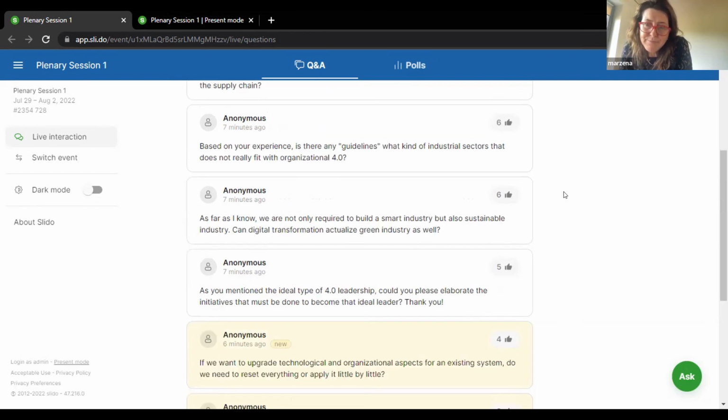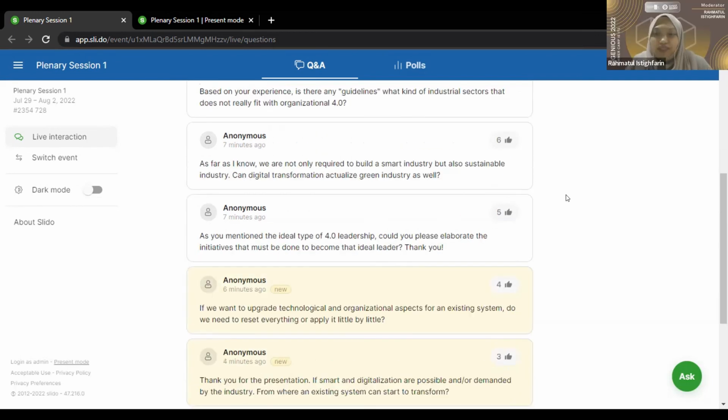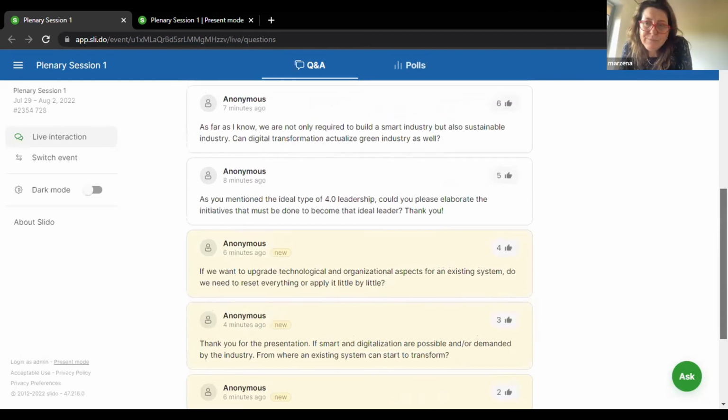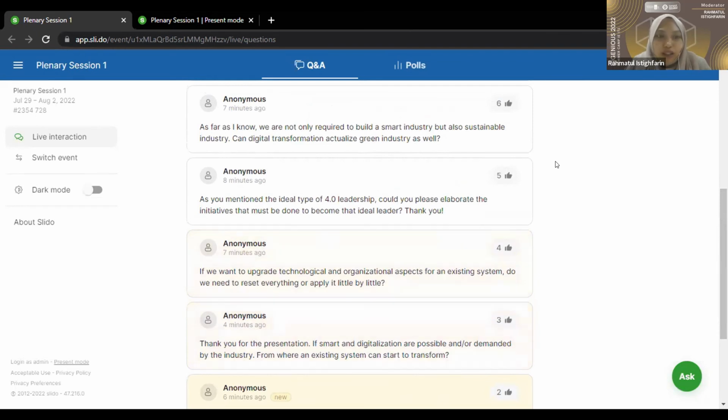Okay. So we need to connect our warehouse system with the suppliers. Yeah. Okay, I will choose another question because we still have time. As you mentioned in the ideal type of 4.0 leadership, could you please elaborate on the initiatives that must be done to become an ideal leader? Thank you.